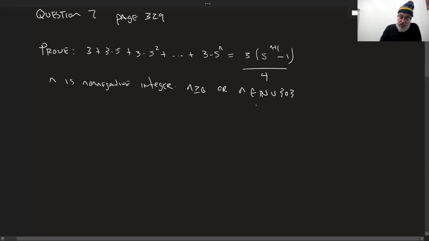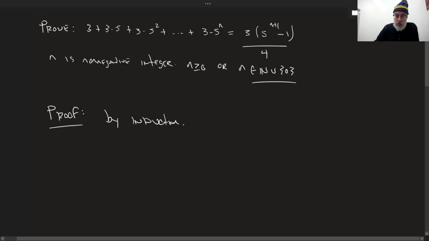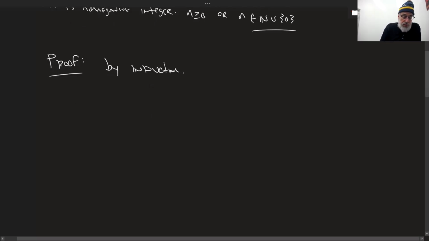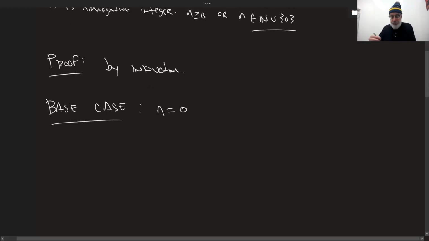We can think of this as the set of the natural numbers and 0. Some people include 0 in the naturals, so I wrote it like that just in case you don't. So the proof is by induction, and induction requires us first to show that the base case holds. The base case here, again, starts at 0.